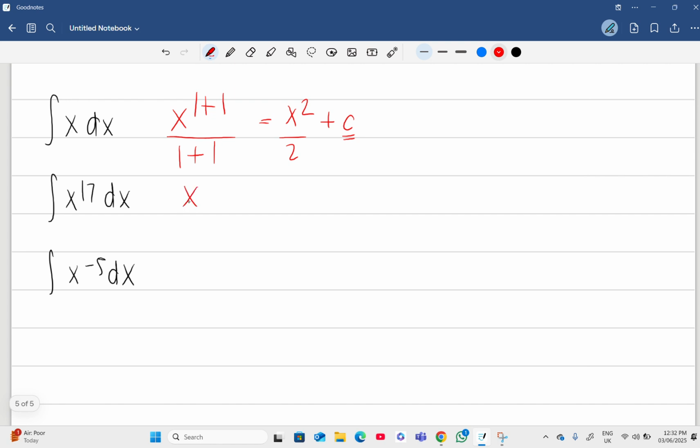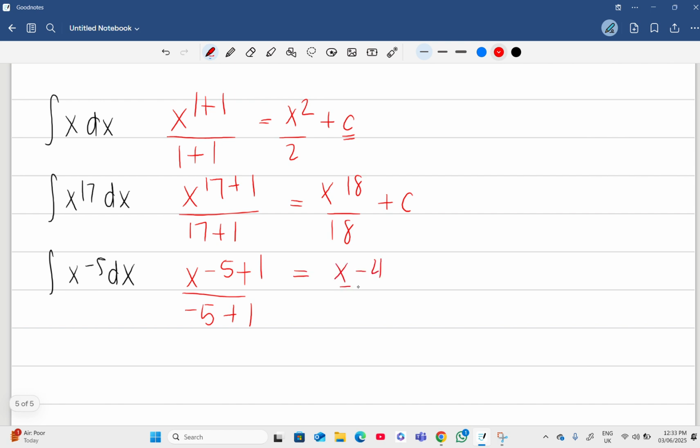Now let's take this for example. X to the power of 17, add 1, divided by 17 plus 1, which is x to the power of 18 over 18 plus c. Okay? Now, let's take this one for example. X to the power of negative 5, so x to the power of negative 5 plus 1 over negative 5 plus 1, which is going to give me x to the power of negative 4 over negative 4 plus c. We can rewrite this as negative 1 over 4 x to the power of 4 plus c. I just took the power down so I can have a positive power.